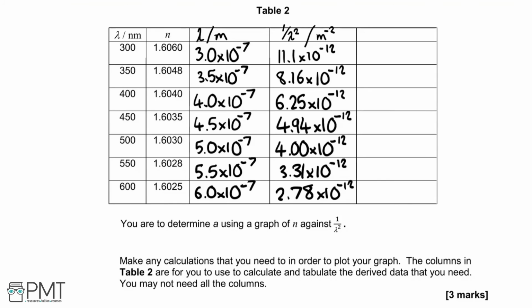So for this question, you'll get 1 mark for getting the correct column headings, another mark for getting all of your calculations correct, and then a 3rd mark for getting the correct number of significant figures. So put it to 3 significant figures as I've done here.